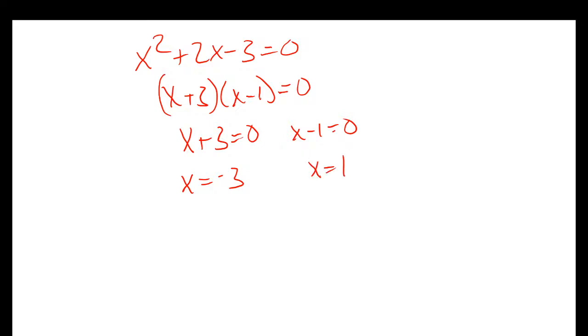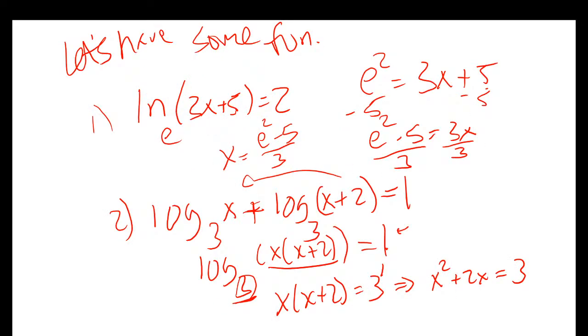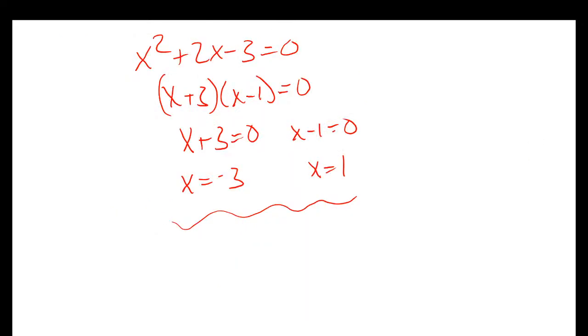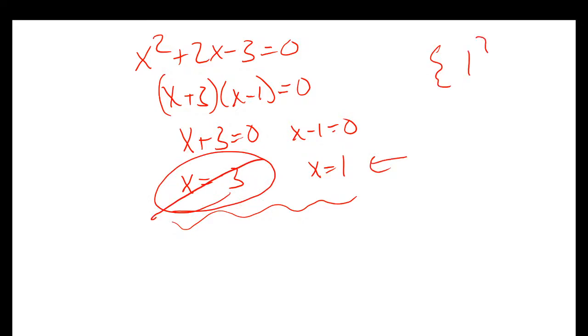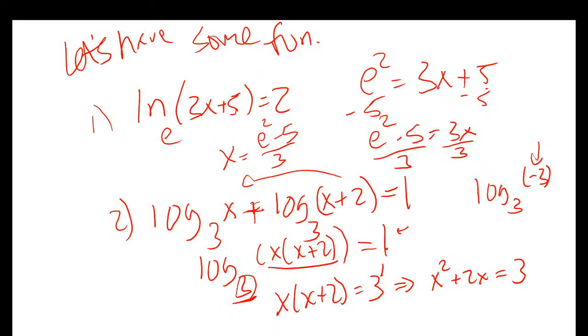But here's the thing. Even getting to all of this, we're still not done. Why? Because when I take the negative 3 and plug it in, log 3 of negative 3, the negative 3 is outside the domain. So in this case, the negative 3 doesn't work. The only answer you can use is 1. When you plug in x is 1, log 3 of 1 is 0. And log 3 of 1 plus 2, which is 3, is equal to 1. 0 plus 1 is 1. Okay.